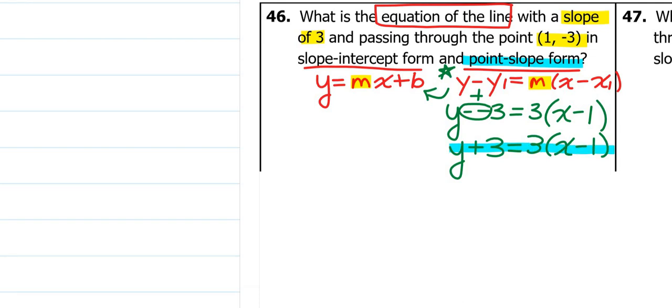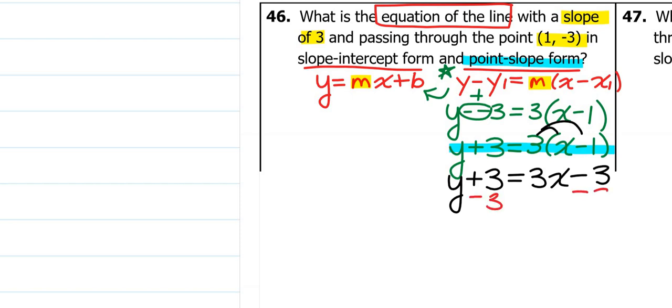Now, to convert it into slope-intercept form, we're going to expand this. We're going to distribute the 3, and then we're going to bring over the plus 3 next to the y to the other side. So let's start by distributing the 3. So it's going to be y + 3 = 3x. 3 times negative 1 is negative 3. And this is almost done. Last step, we have to subtract the 3 from both sides so that it's y alone. And now it's y = 3x - 6.